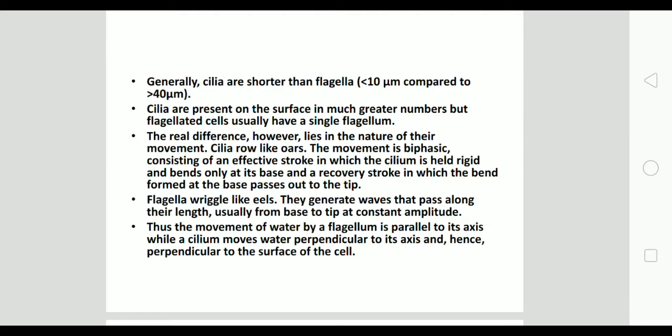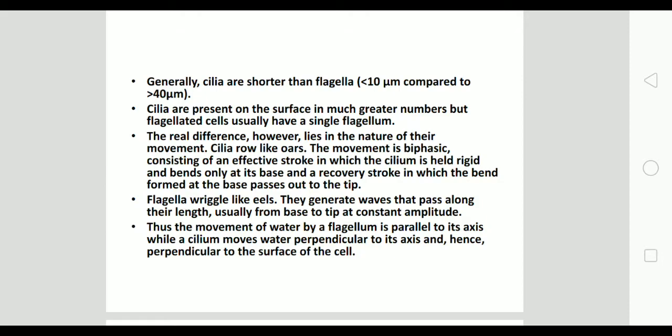Cilia row like oars. The movement is biphasic, consisting of an effective stroke in which the cilium is held rigid and bends only at its basal region, and a recovery stroke in which the cilium bends, that bend is formed at the base and passes out towards the tip. Means the next cilium shows its bend again at the tip side.